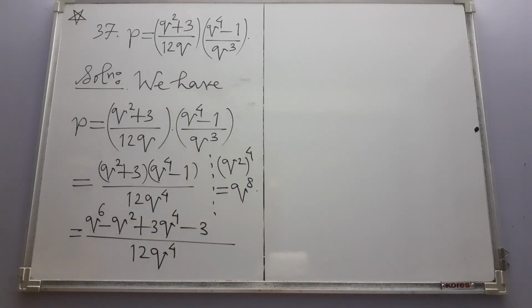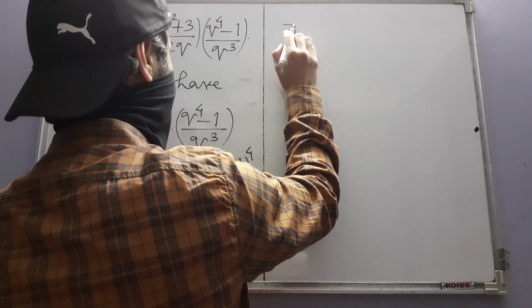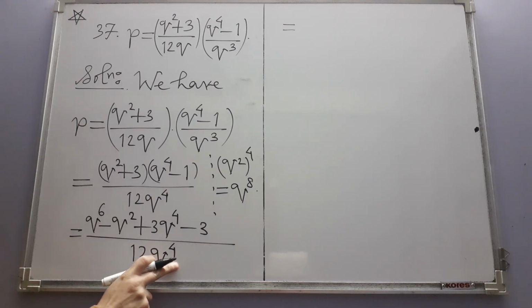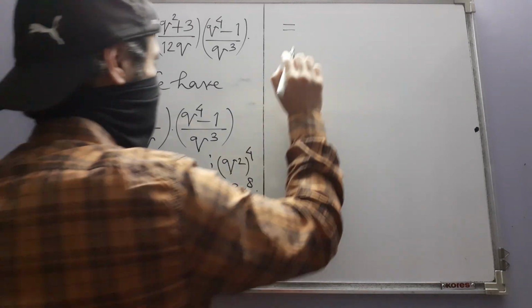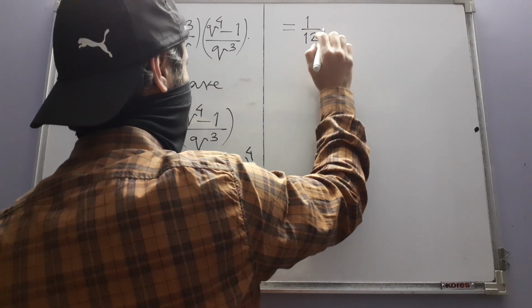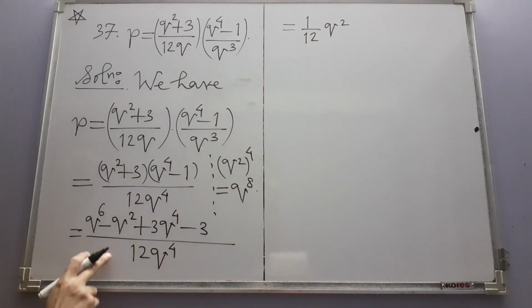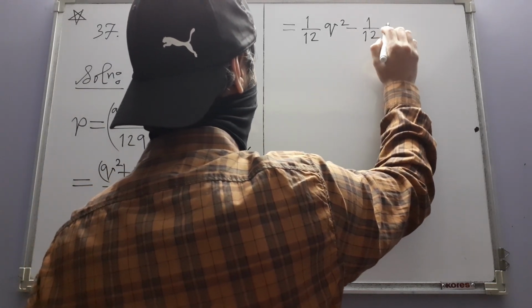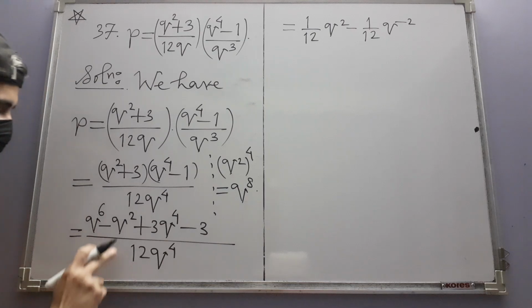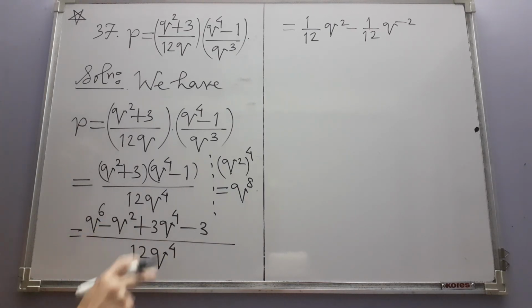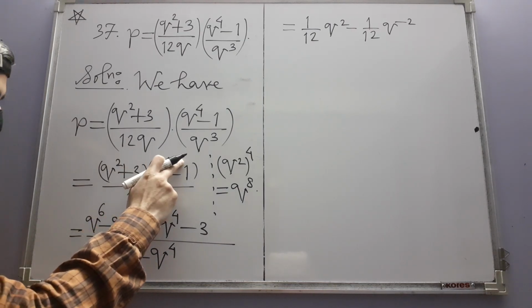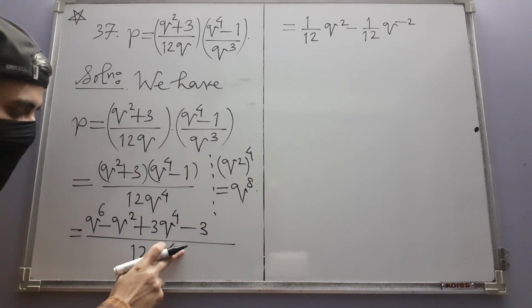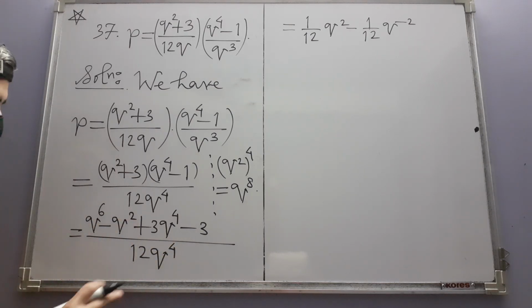And now we can do our division. So when you divide q to the power 6 by q to the power 4, you get q square. 1 over 12 q square minus 1 over 12 q to the power minus 2, because 2 minus 4. Just like multiplication adds the exponents, division tells us to subtract the exponent of the denominator from the one of the numerator.